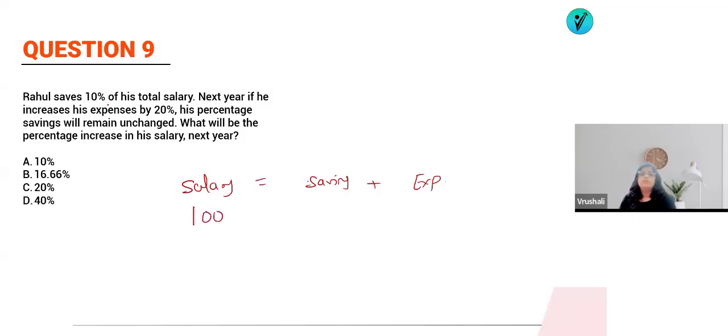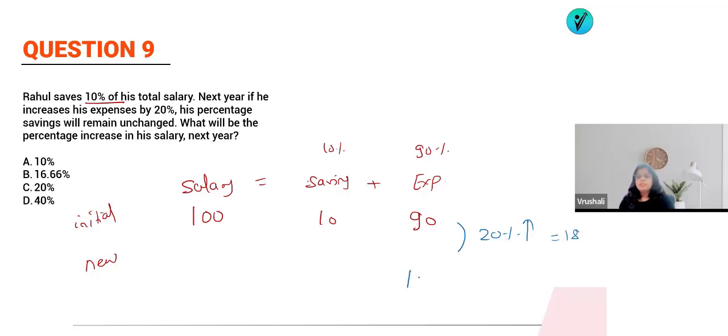Now what are they saying? Rahul saves 10% of his salary. Means 10 rupees is the saving. If 10% is the saving, that means 90% will be the expenses. That means 90 rupees is the expenses. This was the initial. Now what happens next year? If he increases his expenses by 20%, so these expenses have increased by 20%. What will be this amount if you add 20% extra? 90's 20% is equal to how much? 18 rupees. That means the new expenses will be 90 plus 18, which is 108.